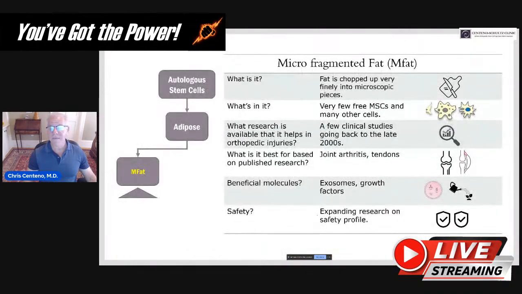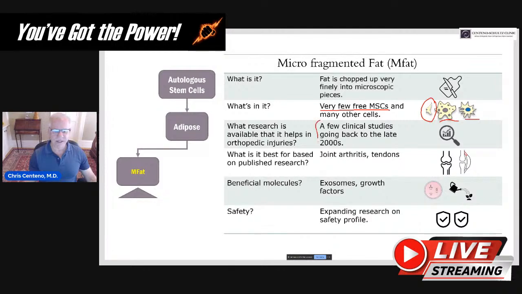Then we've got MFAT, or microfragmented fat. That's fat that's chopped up very finely into microscopic pieces. The big problem with MFAT is that it's got very few free mesenchymal stem cells because they're locked in the collagen prison. So as you can see here, I've only added half a mesenchymal stem cell, but it does have the other two cell types, although fewer in number than bone marrow.